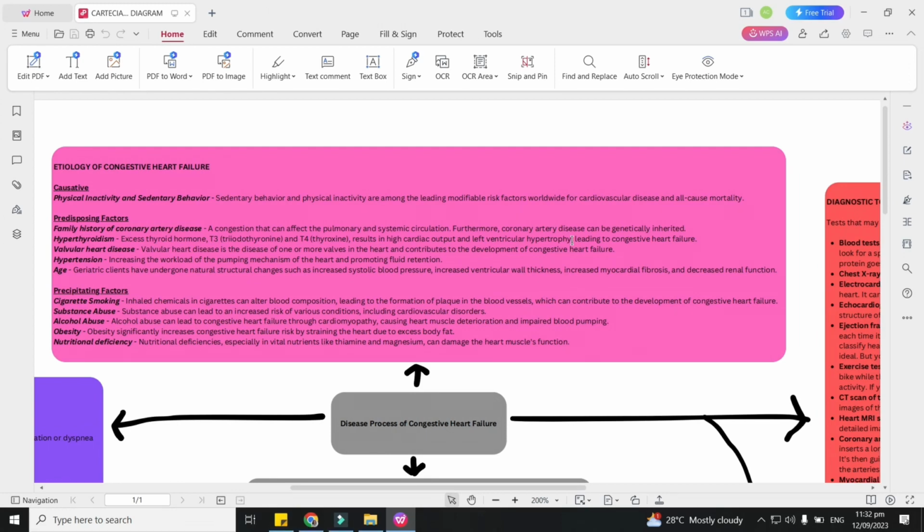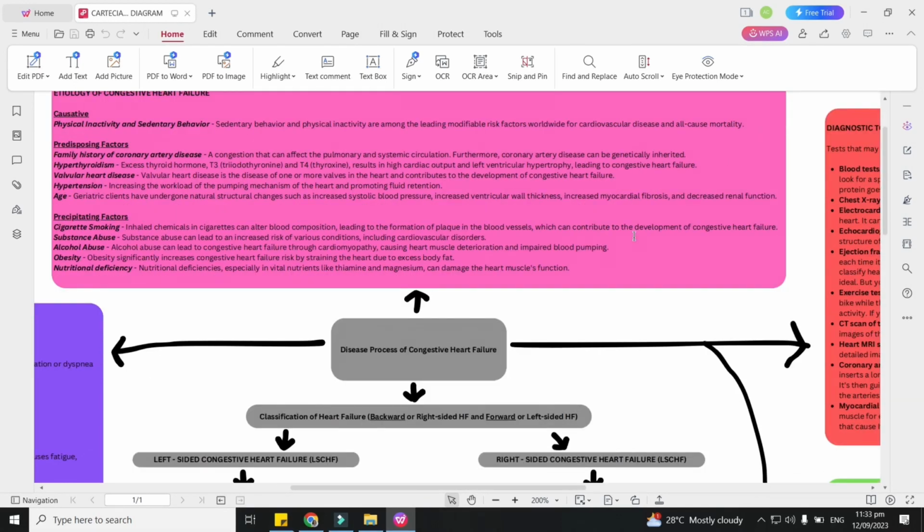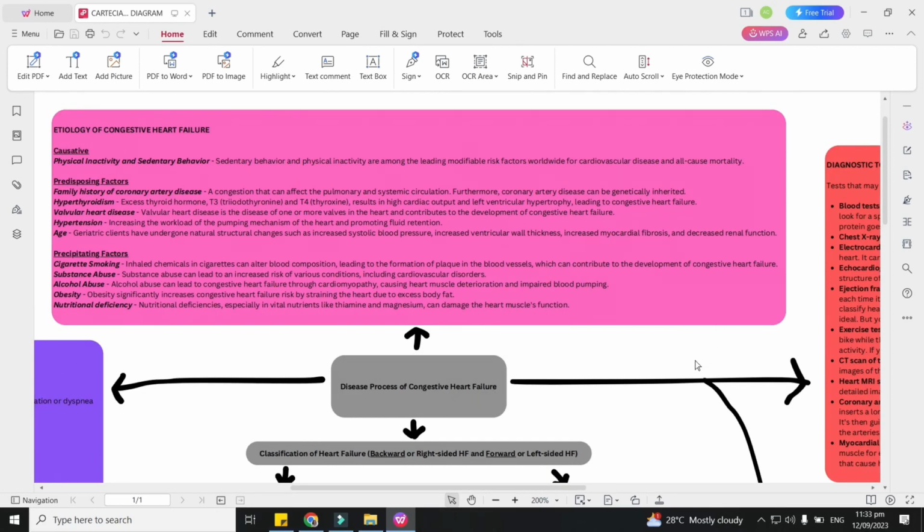And of course, we have age. Geriatric clients, of course, undergo natural structural changes in our body as we age. There is an increased systolic blood pressure, increased ventricular wall thickness, and increased myocardial fibrosis. As we age, we all know that our body goes through an aging process too. So that's one of the predisposing factors, also non-modifiable, that a person may have as a reason to develop congestive heart failure.